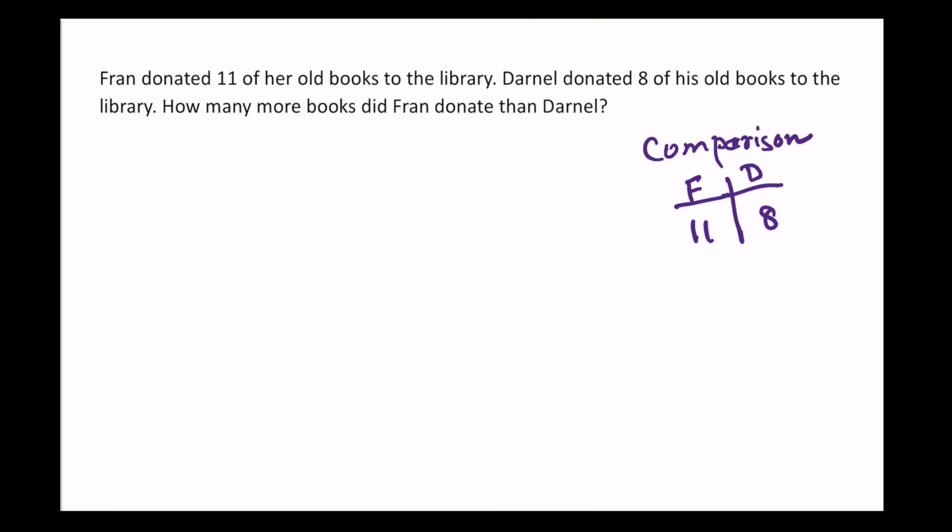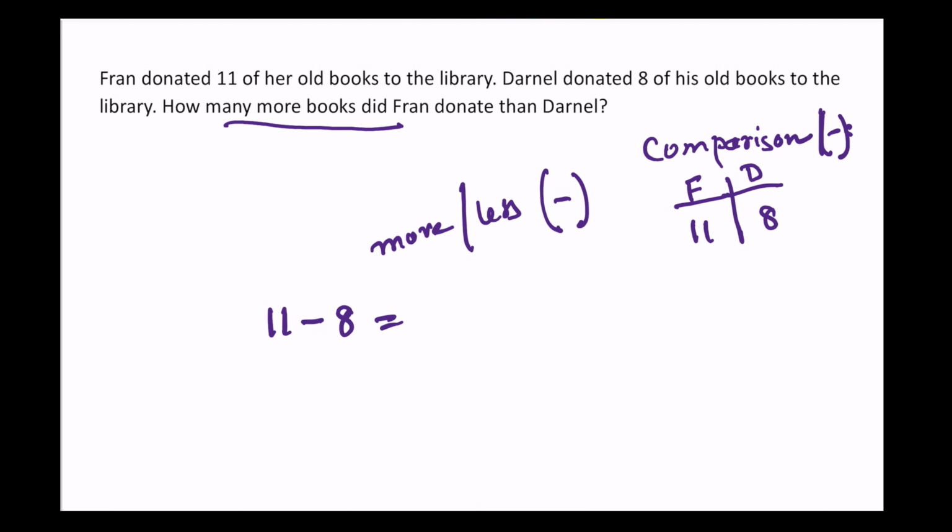Whenever we compare two numbers, we do subtraction, because they're asking how many more books. As I mentioned previously, more or less, shorter or longer, we always do subtraction. So here 11 minus 8 equals 3. That means Fran donated 3 more books than Darnell. This is a very important concept that when we compare two numbers, more or less or fewer, we do subtraction.